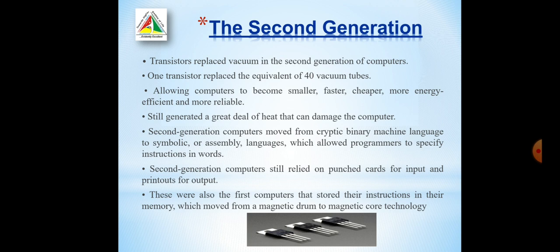And second generation computers moved from cryptic binary machine language to symbolic assembly language, which allowed programmers to specify instructions in words. Earlier, the instructions were given in binary language, that is zeros and ones. When assembly language came into existence, it changed into words. Second generation computers still relied on punched cards for input and printouts for output.